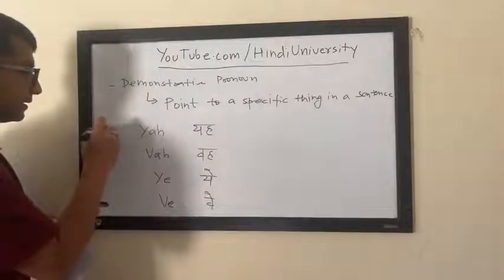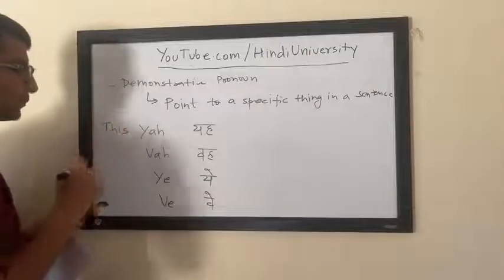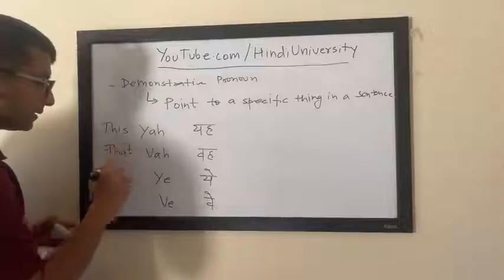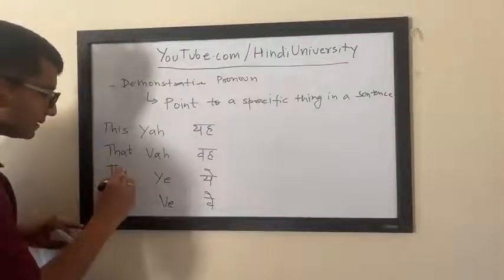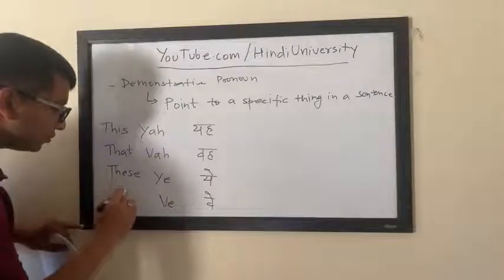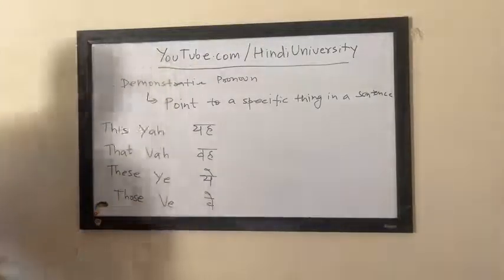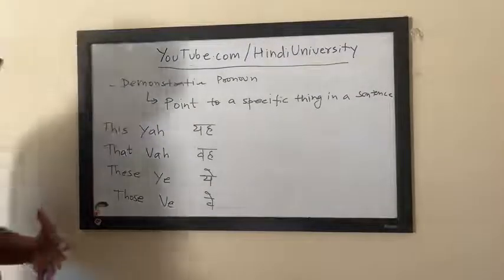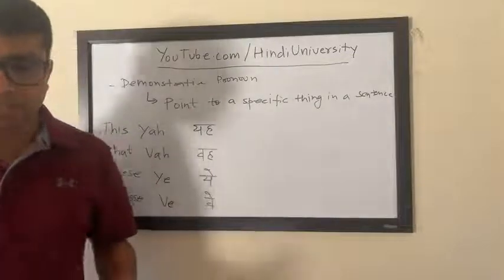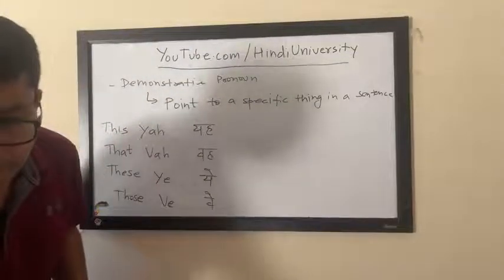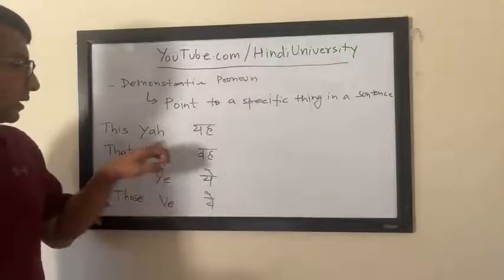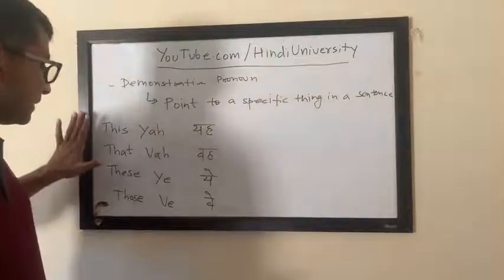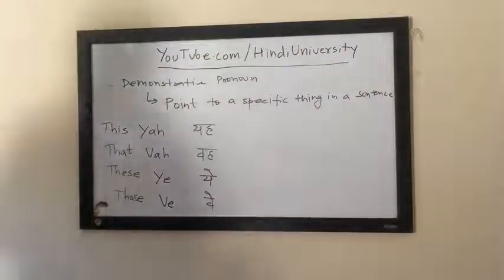What do they mean? Yah is this in English. Vah is that. Ye is these, and ve is those. They may seem simple, but as you see the use cases of them, they're pretty powerful, and knowingly or unknowingly Hindi speakers use them regularly in their day-to-day conversation. There are more variations where yah and vah may be used in a sentence without implying this, that, these and those, but these are still the most common usage.